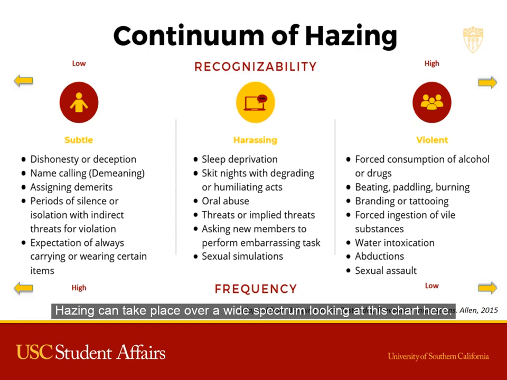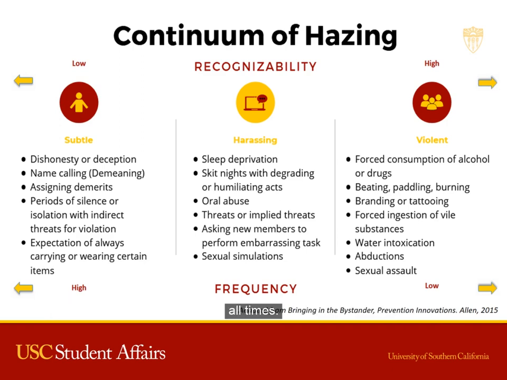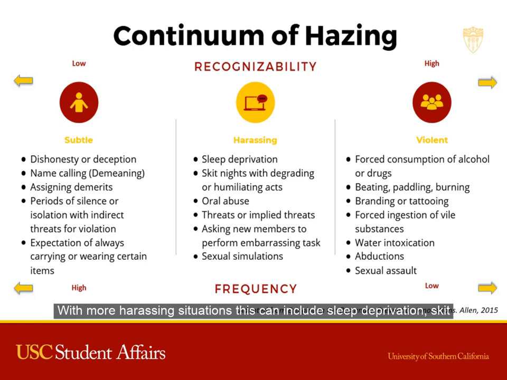Hazing can take place over a wide spectrum. Looking at this chart here, you can see examples of subtle, harassing, and violent hazing activity. Subtle situations can include dishonesty and deception, being called demeaning names, being assigned demerits, being forced into periods of silence or isolation with indirect threats for violation, or having an expectation of carrying or wearing certain items around at all times. With more harassing situations, this can include sleep deprivation, skit nights with degrading or humiliating acts, being orally abused, threats or implied threats, new members being asked to perform embarrassing tasks, or sexual simulations.